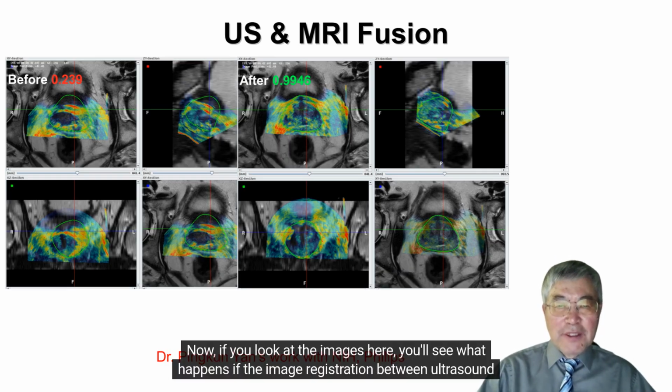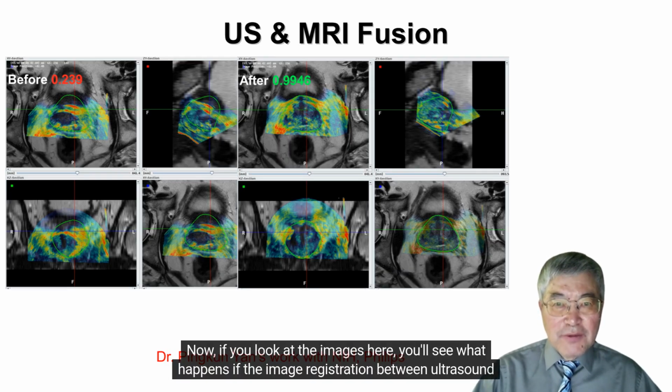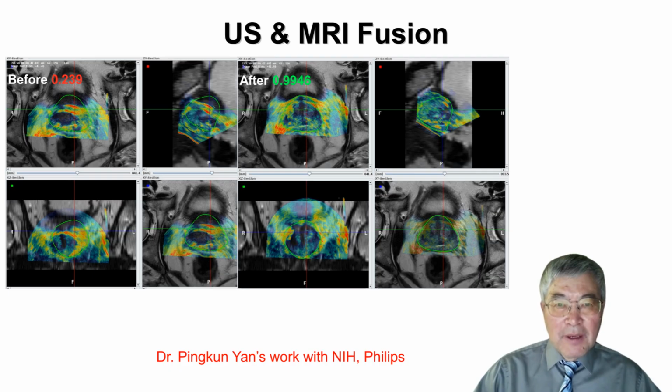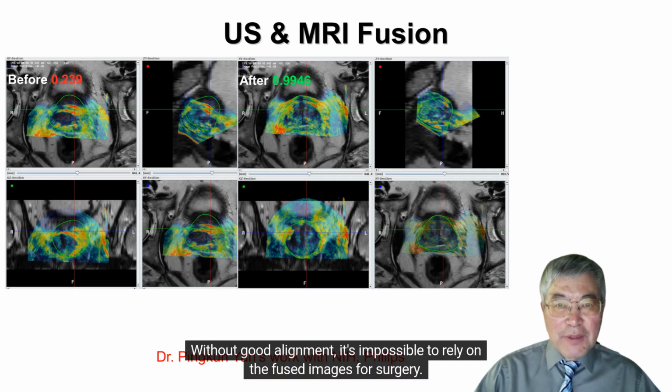Now, if you look at the images here, you'll see what happens if the image registration between ultrasound and MRI is not done properly. The structures won't line up and the surgeon can't accurately target the tumor. Without good alignment, it's impossible to rely on the fused images for surgery.